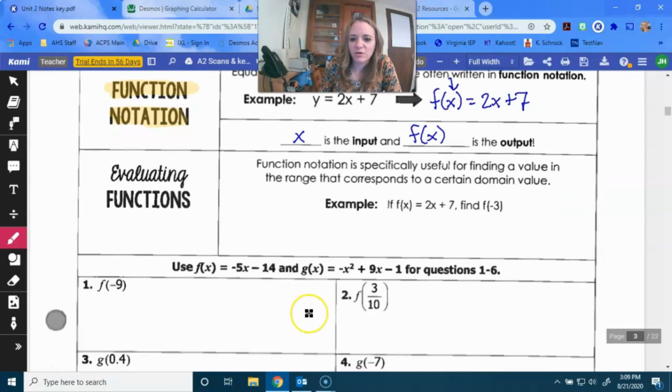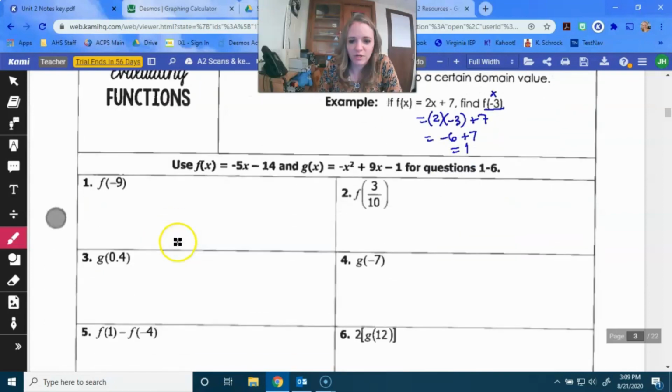So you can simply evaluate these. Like if you see that your function is 2x plus 7, and you have f of -3 is what you're trying to find. The -3 is in the place of x, so you just simply substitute it in and do 2 times -3 plus 7. 2 times -3 is -6 plus 7, and that is equal to 1. So, yeah, I'm sure you have done these before.